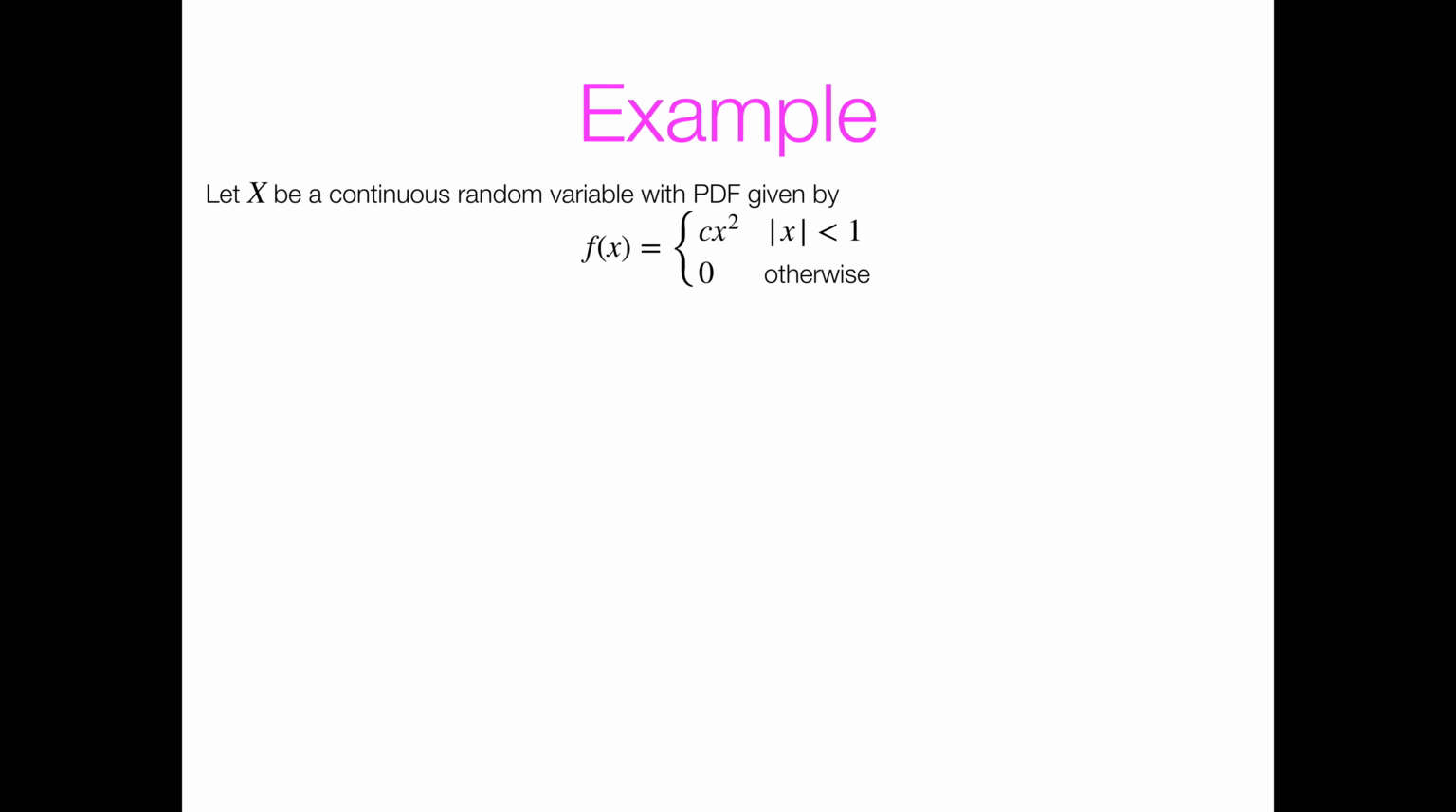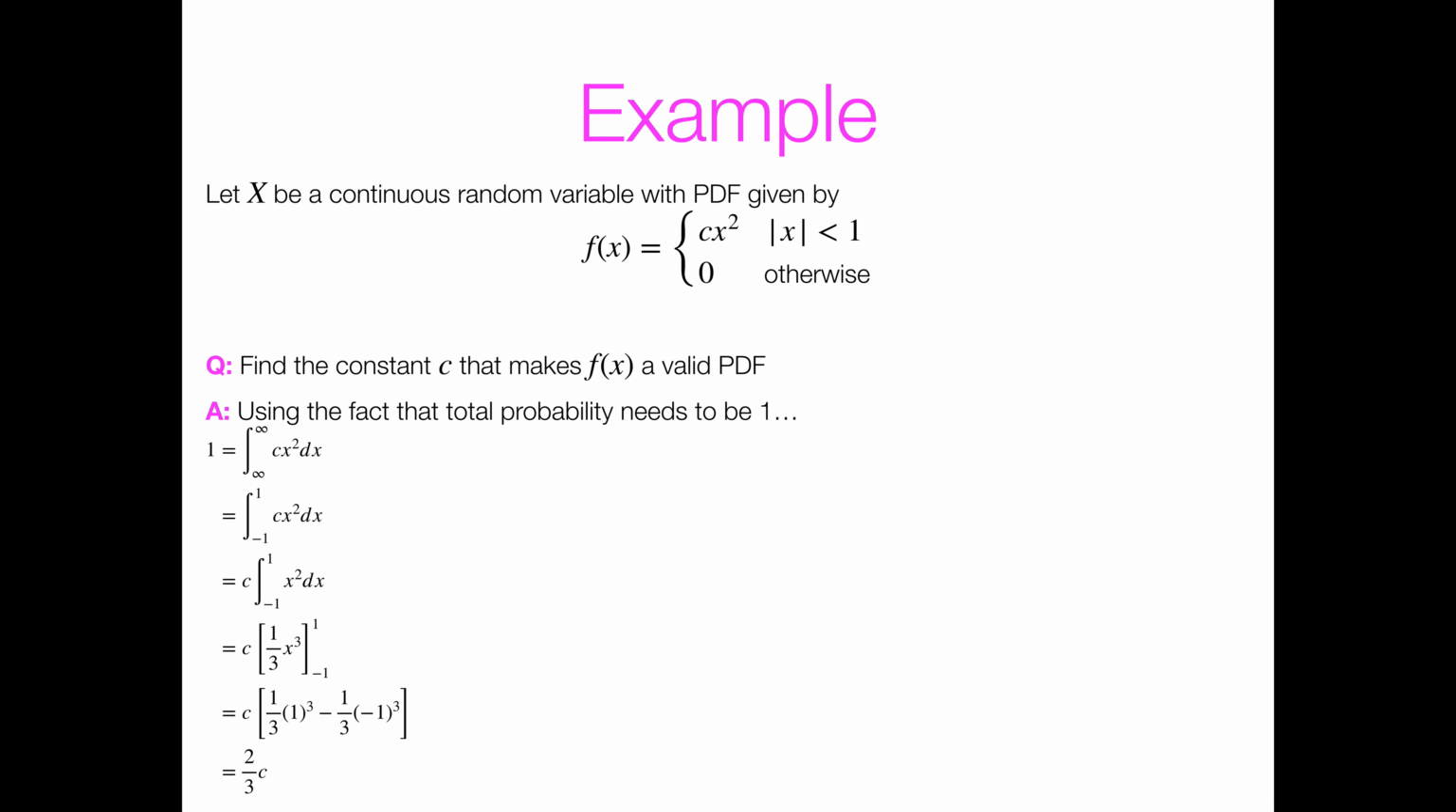So for an example, we're going to let x be a continuous random variable with this PDF. Now that PDF has a c in it, so our first goal is to find that constant c that will make f of x a valid PDF. Well, being a valid PDF means the total probability needs to integrate to 1.